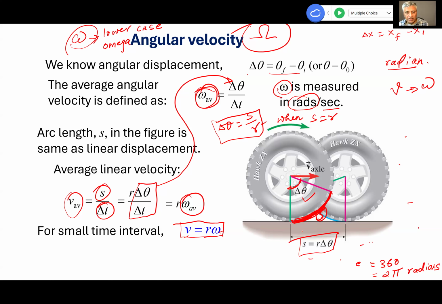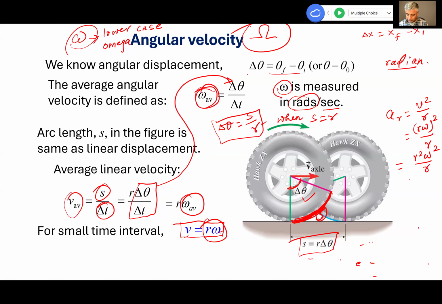I think it is under rotational kinematics or something like that, on the formula or equation sheet I have provided. So now see, I wrote, okay, radial acceleration is V square over R. Now if I use this relationship here, what do I find? V is R times omega, but there is a square, so I need to square it, and this is R. So that gives me R square omega square over R, and that gives me R omega square.